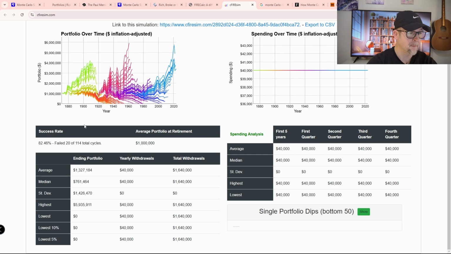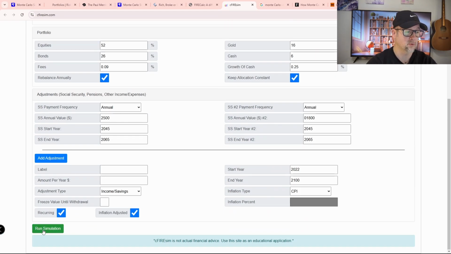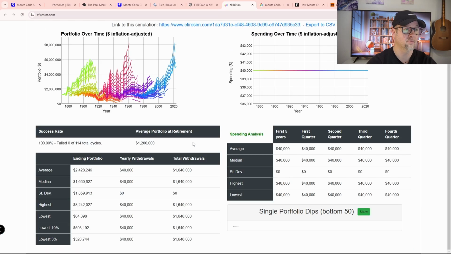Okay, here we go. It's showing 82% success, so it failed 20 times out of 140. So this is kind of showing me that we need to start the retirement with a little more than $1 million. Otherwise, we could see potential issues. So let's change this to, let's say, 1.2 million, and now run this simulation. Let's see what happens here. Okay, we're starting to see the trend is changing. Oh, and we actually have 100% success.